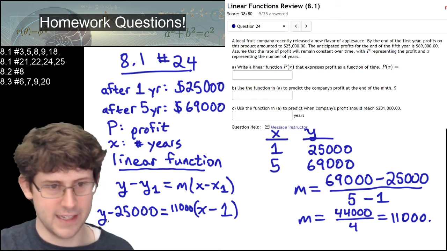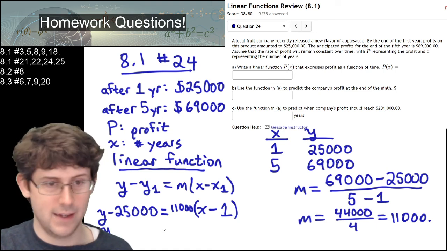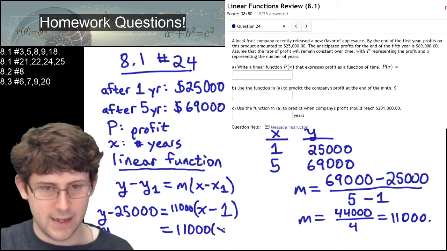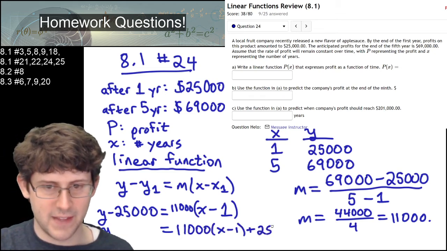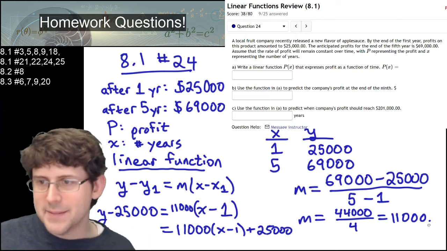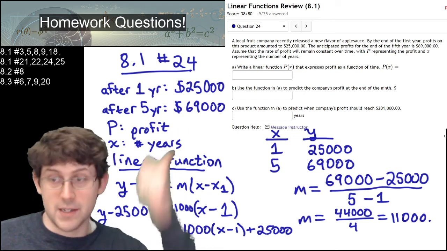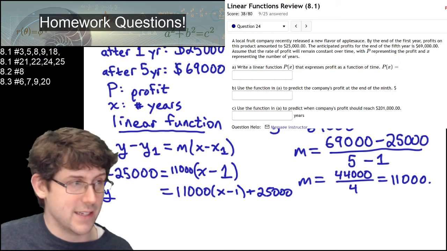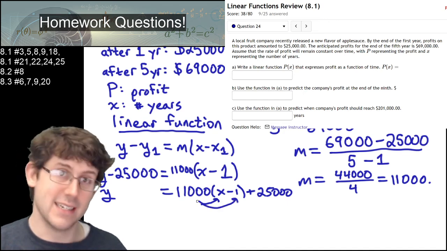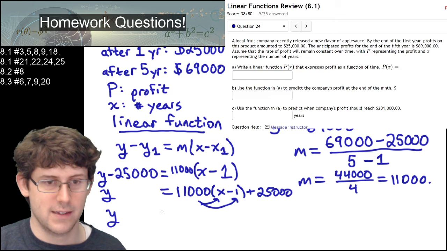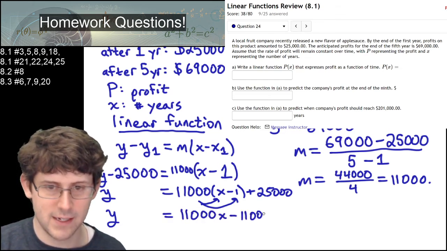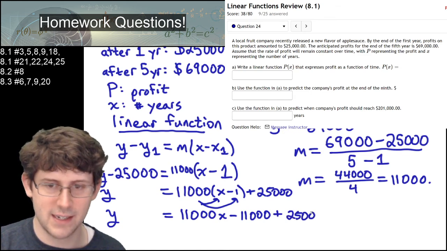When I finish getting this solved for y, I'll have that y is 11,000 times (x minus 1) plus 25,000. Now, little problem. It looks like there's a lot of parts to this problem. Because of that, I think it's worth it now to distribute this 11,000 and simplify it. So I'm going to end up with 11,000x minus 11,000 plus 25,000.